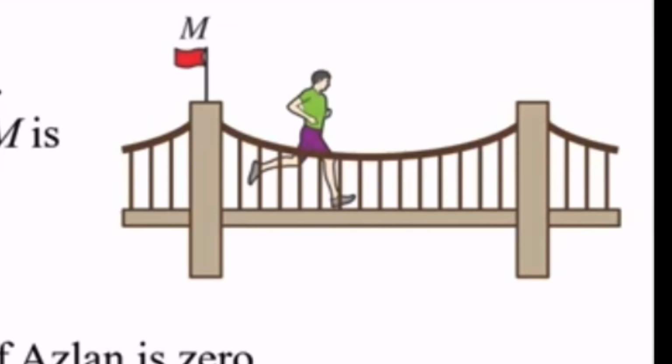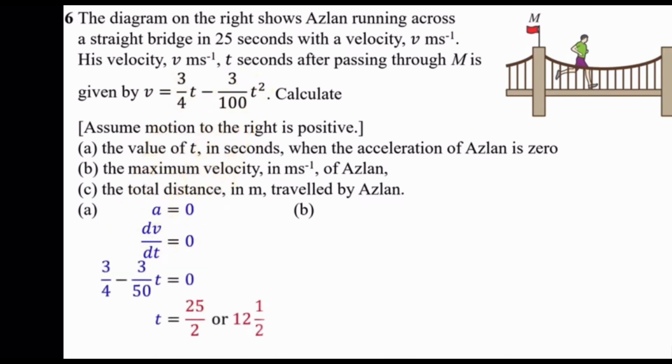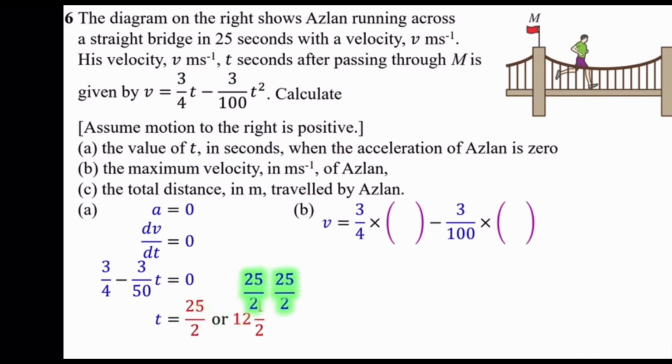Now let's have a look at the movement of Azlan. Alright, so we're going to solve part a. When the acceleration is 0, we need to differentiate the velocity, so we have to let dv/dt equal to 0. If we differentiate the velocity, we will get 3 over 4 minus 2 times 3 over 100 t, which is equal to 0. If we simplify, we will get the answer t equal to 12.5, right? So let's proceed to b.